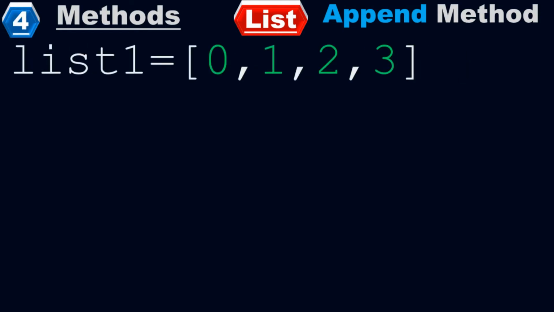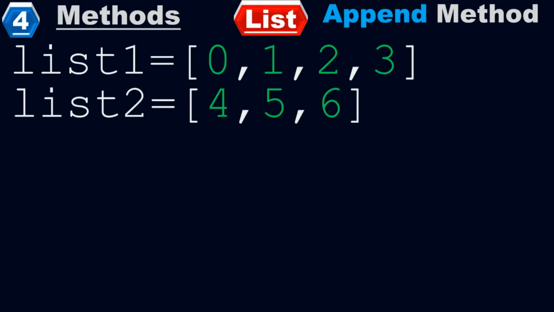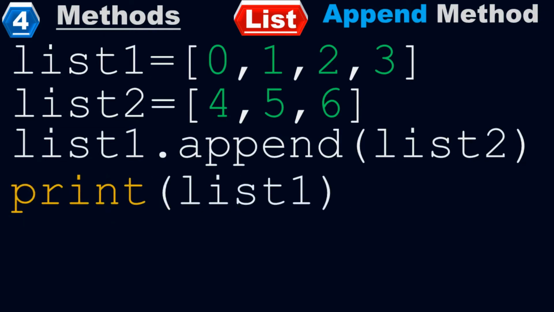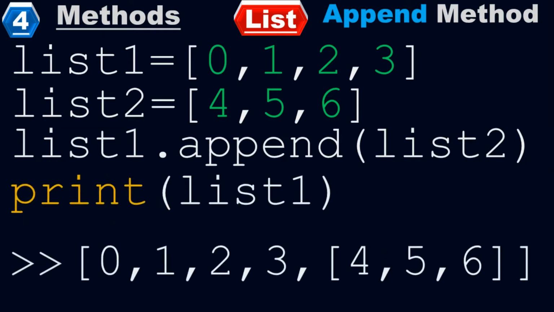Example number 4. List 1 equals 0, 1, 2, 3. List 2 equals 4, 5, 6. List 1 dot append of list 2. Take the print of list 1, you will get 0, 1, 2, 3, 4, 5, 6. Look, this time I have two variables, list 1 and list 2. So we have two expressions.